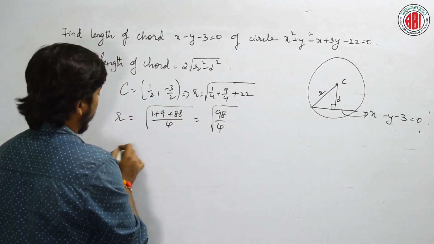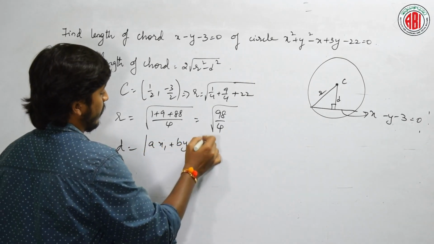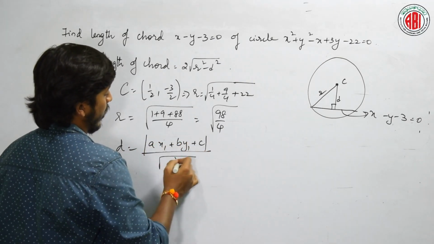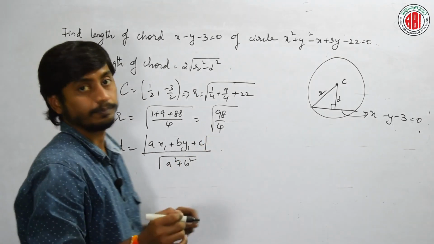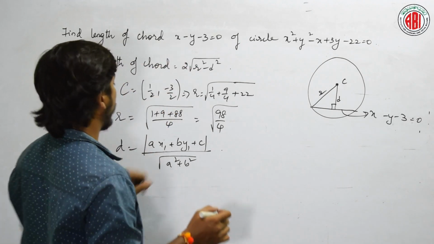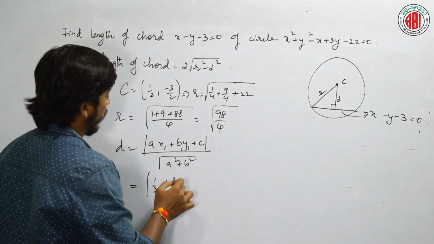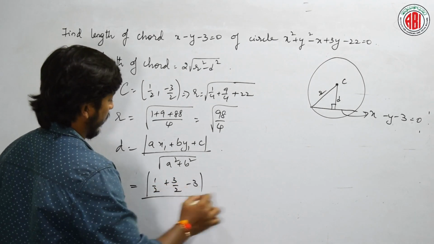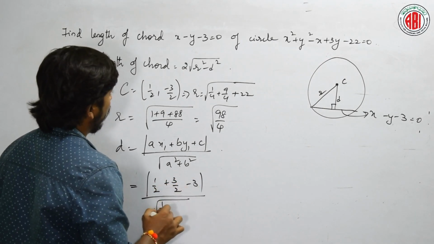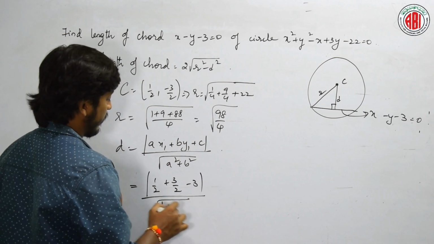So, what about the perpendicular distance? The perpendicular distance formula is mod of a x1 plus b y1 plus c by under root a square plus b square. Yes. So, let us substitute this point in this equation. What do I get? Mod 1 by 2 plus 3 by 2 minus 3 by under root a square plus b square, that is 1 square plus 1 square.